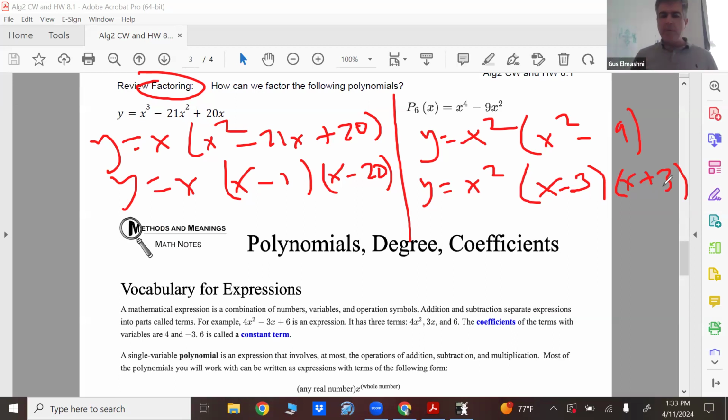This is a skill that we need to be very good with in order to move forward with polynomial functions, because we're going to be also solving these down the road and maybe doing some modeling. We'll see. I have to look at the notes.